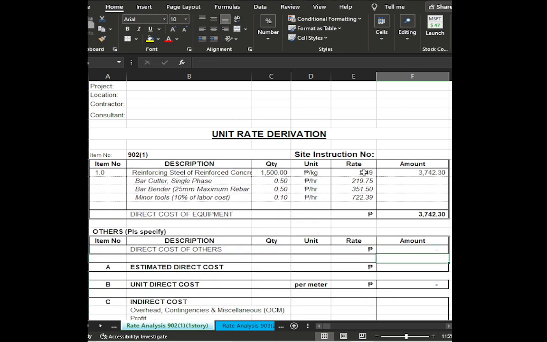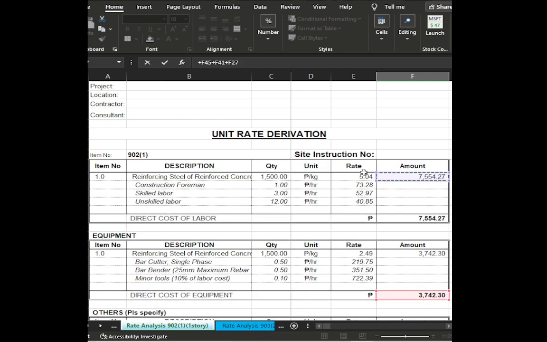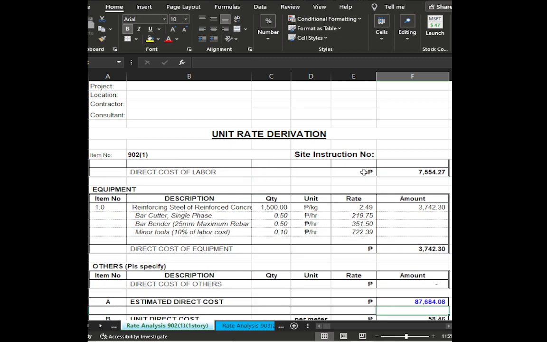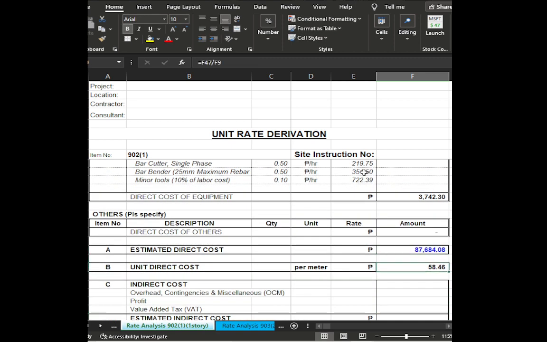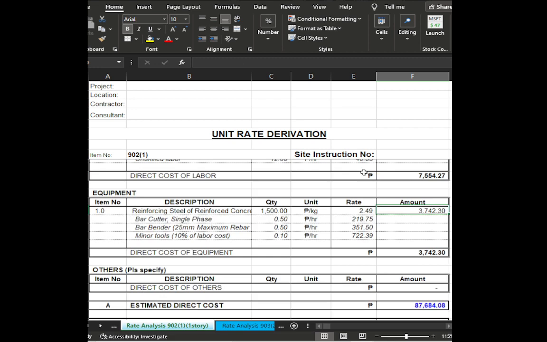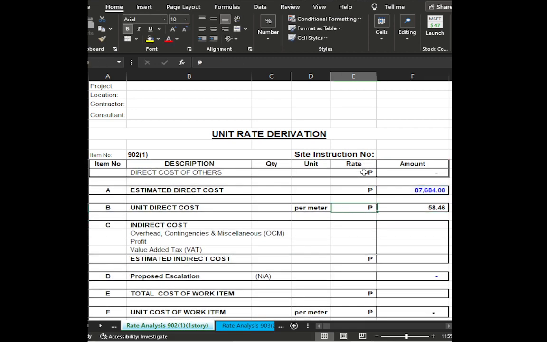So the direct cost is the total of this equipment plus labor plus materials. So 87,000, and the unit direct cost is 58.46, which is the estimated direct cost divided by 1,500, which is our quantity. So it's 58.46, but this one is per kilogram.